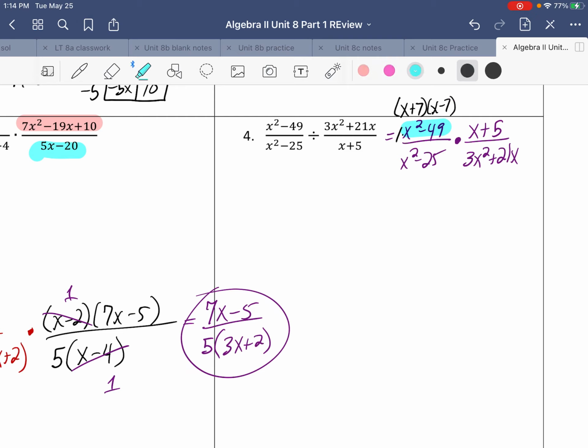The first denominator looks like the same exact thing. Square root of both terms. If it's a subtraction, this is called the difference of squares. X minus 5, x plus 5. The plus and minus don't matter where they are.